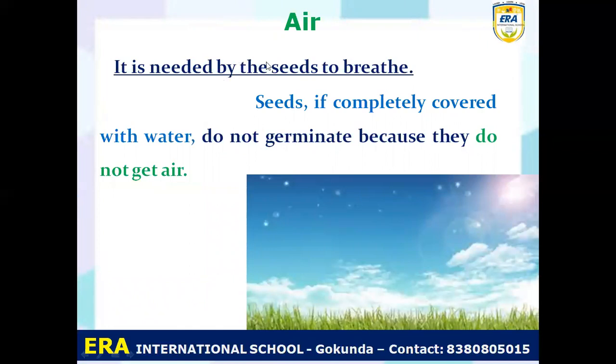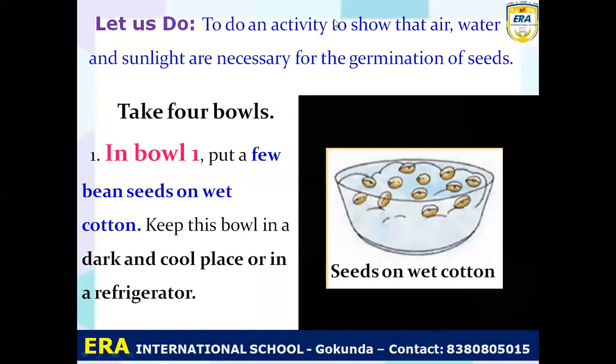Third point is air. Air is also needed by the plant. It is needed by the seed to breathe. What is the use of air? Air is useful for the seed to breathe. Seeds completely covered with water do not germinate because they do not get air. For example, if the seed is placed directly under the water, it does not germinate. Why? Because under the water they don't get air. So that's why air is also necessary for the development of seed into seedling or new plant.